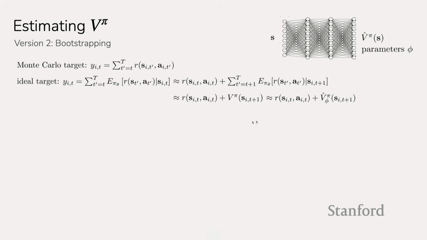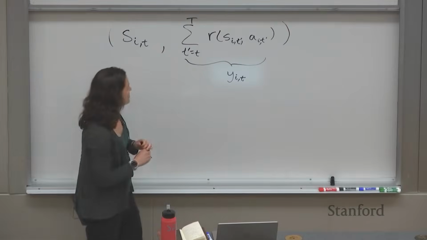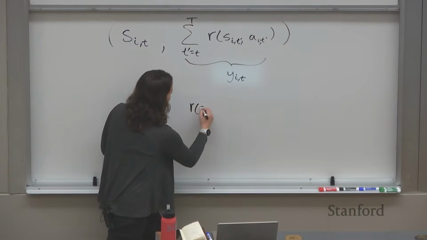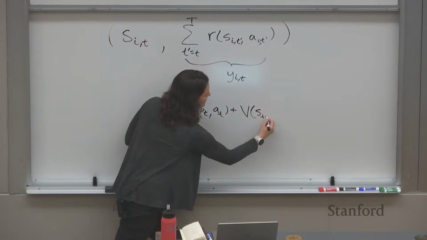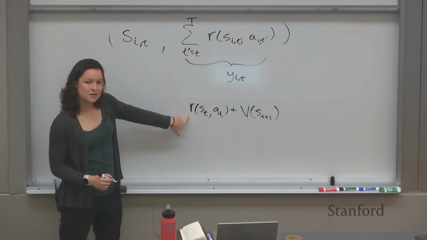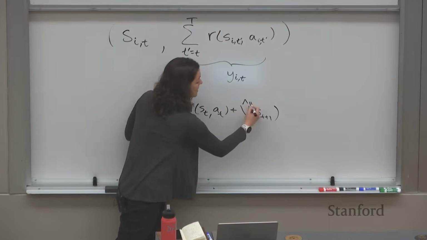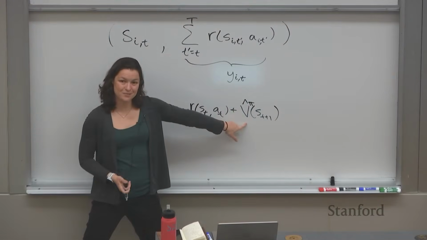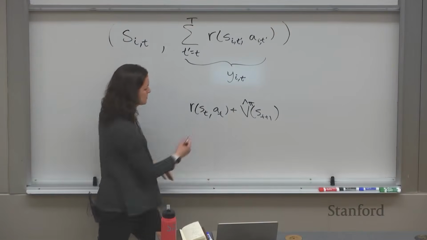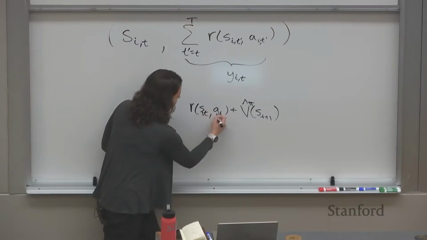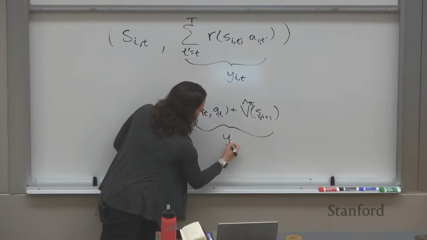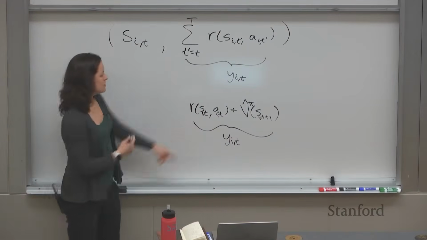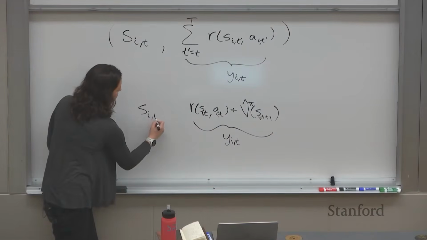And so, in principle, what we could do is instead of trying to regress to future rewards, we could regress to the reward at the current time step plus the value at the next time step. And so we're actually going to be, in this case, using our estimate of the value at the next time step as part of the supervision target. So these are all for a given trajectory, and this would be your new label for your data set for a given state.